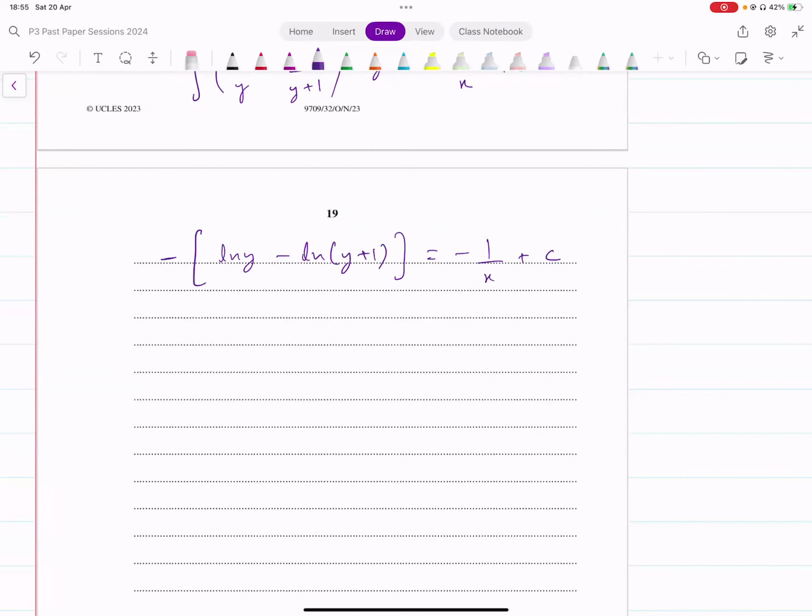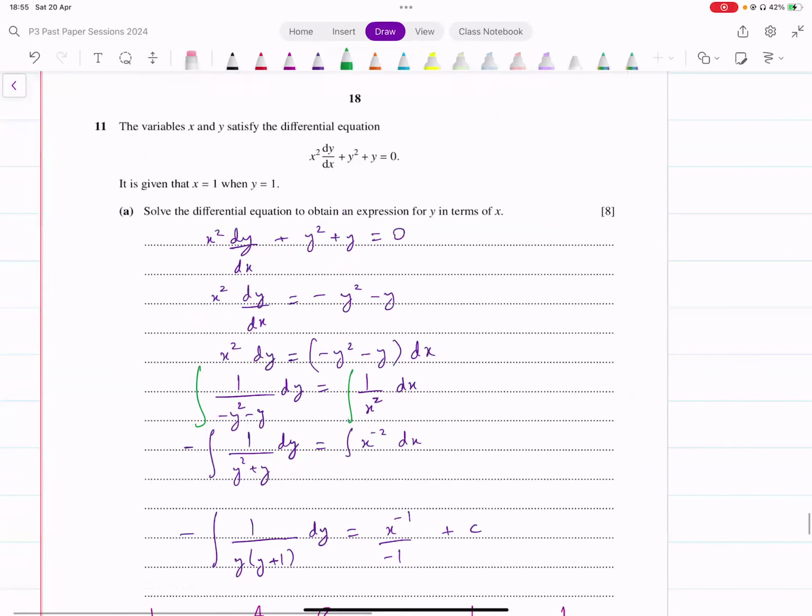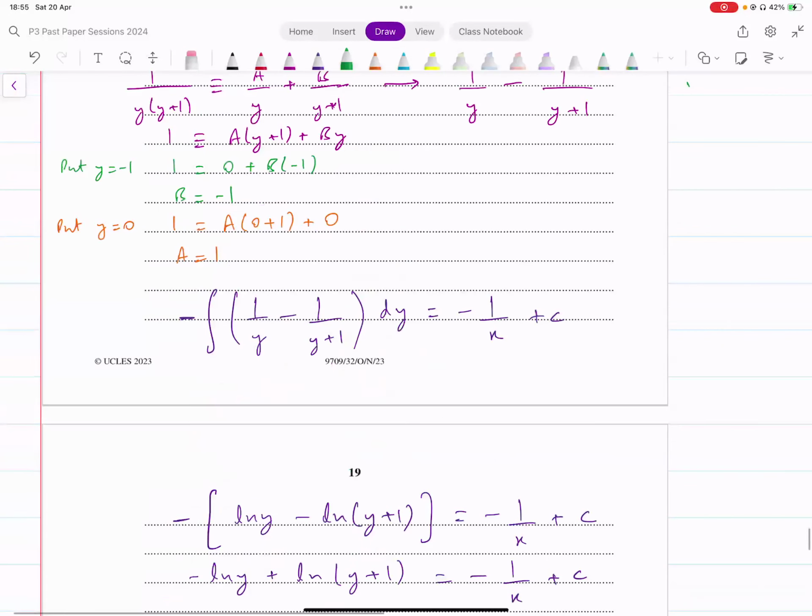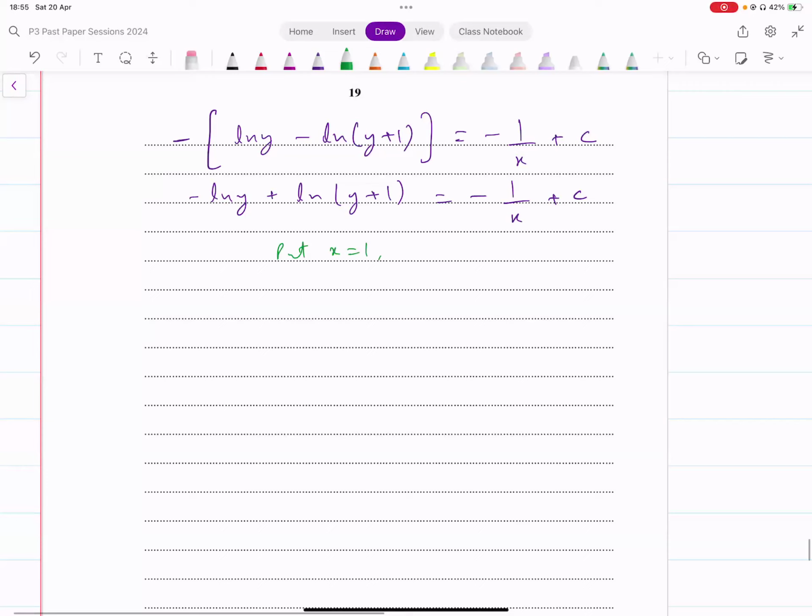Now that's the final integration that you've got: minus ln y plus ln of y plus 1 equals minus 1 over x plus c. And now what you can do is find the value of c using the values that are given. They've given that x equals 1 when y equals 1. Let's input that here to find the value of c. Put x equals 1 and y equals 1, and that gives you minus ln of 1 plus ln of 1 plus 1 equals minus 1 over 1 plus c. ln 1 is 0, plus ln 2, equals minus 1 plus c, and the value of c turns out to be 1 plus ln 2.